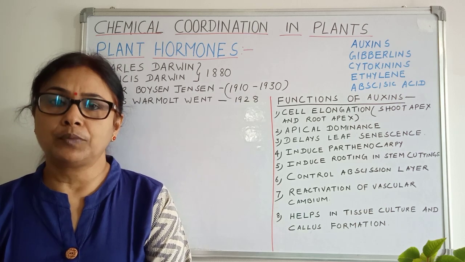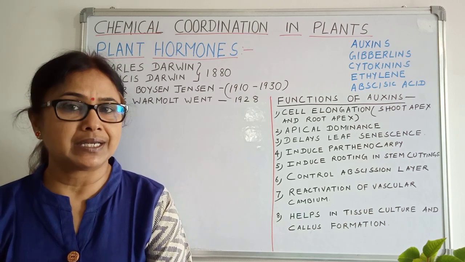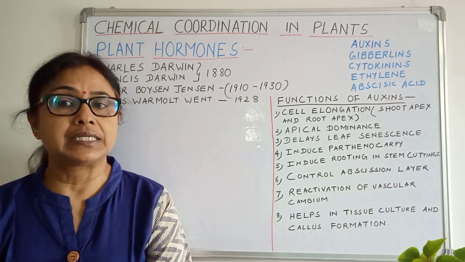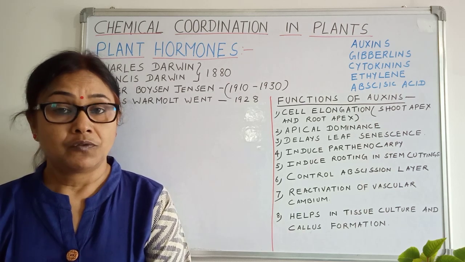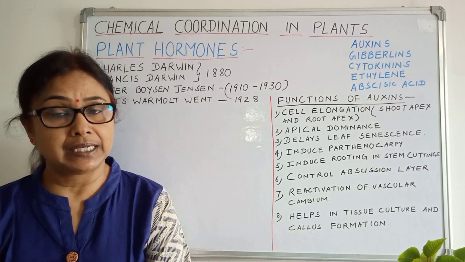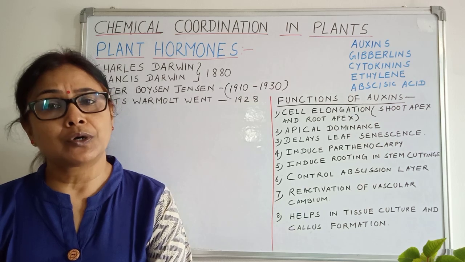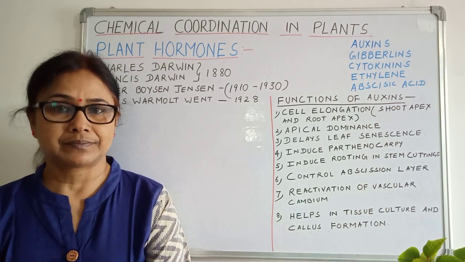Now the first hormone to be discovered was secretin, which is a gastrointestinal peptide hormone, and the credit for its discovery goes to two scientists, William Bayliss and Ernest Starling, in the year 1902. The term hormone was also coined by these two scientists.